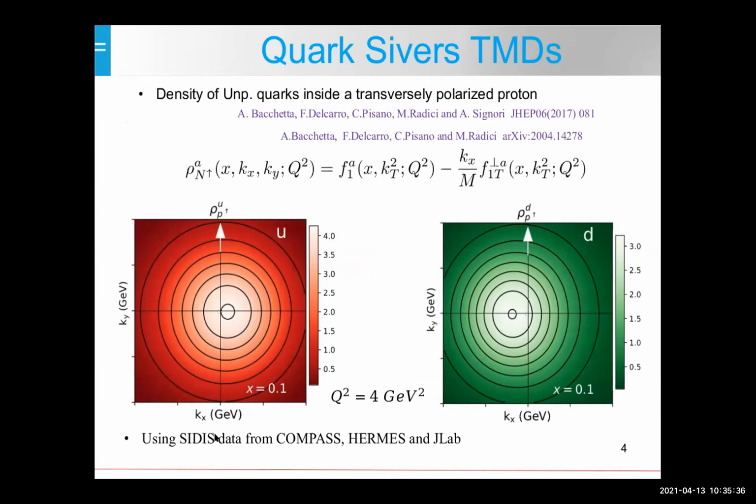The density of an unpolarized quark inside a transversely polarized proton can be written in this equation, where the first term is the unpolarized quark TMD, while the f1T^⊥q is the quark Sivers function. The extracted density for u and d quarks is shown in this plot, and these extractions are done at a fixed value of x equal to 0.1 and Q equal to 4 GeV. The data indicates that there is a clear distortion in the distribution of these u and d quarks away from the center, that is due to the Sivers effect.